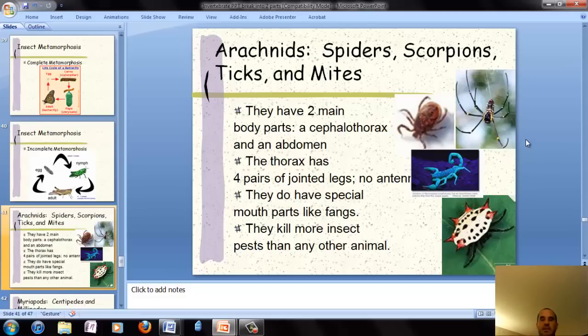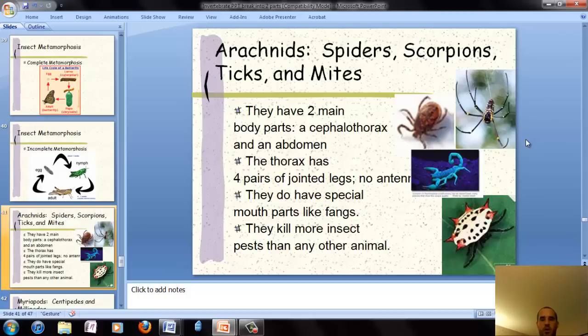So we're looking at spiders, scorpions, ticks, and mites. Their body development's a little bit different. It's just two main body parts. You've got a cephalothorax, which has the head and the leg part in one, and then an abdomen. And the cephalothorax has 4 pairs of jointed legs, no antennae.